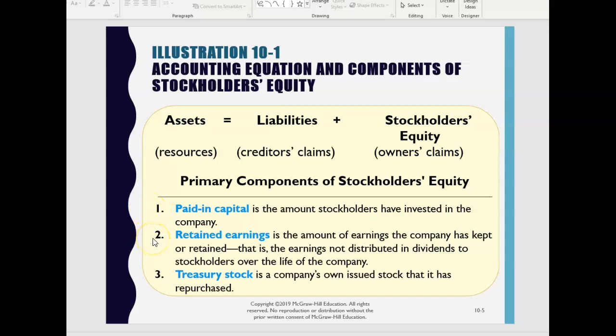The retained earnings is, as we've been talking about all along, the amount of earnings that the company is keeping or retaining. We haven't distributed it back to our shareholders. And this new term is called treasury stock. This is stock that the company has repurchased from our shareholders. So here the shareholders gave us money, we gave them the stock. In treasury stock, this is a special classification of stock where we have actually purchased those shares back from our shareholders. And we'll talk about why we would do this and how we would account for it.